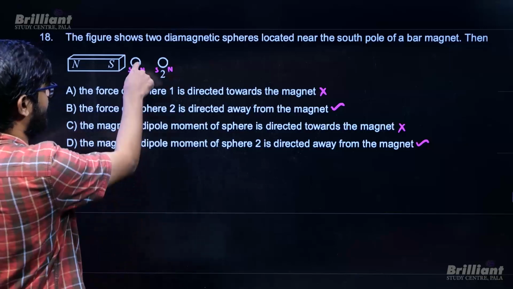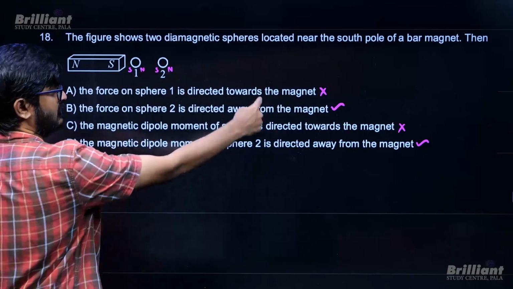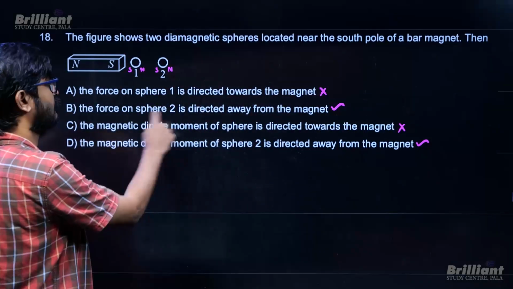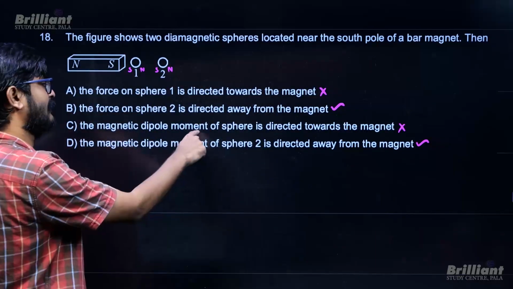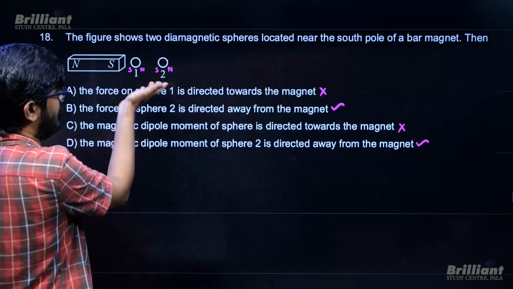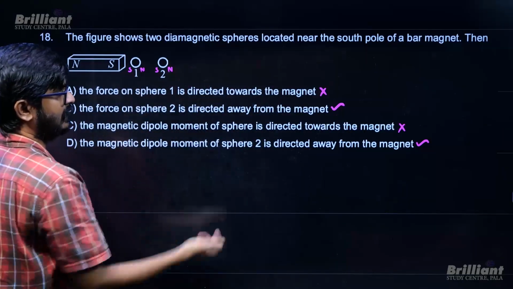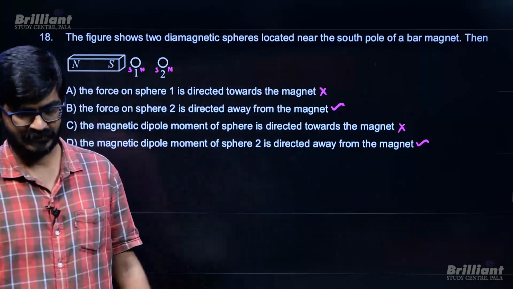The force on sphere 1 will be in this direction. It's not towards the magnet, it's away from the magnet. Force on sphere 2 is also directed away from the magnet. The magnetic dipole moment of sphere 1 or 2, whatever it is, both are directed away from the magnet, right?